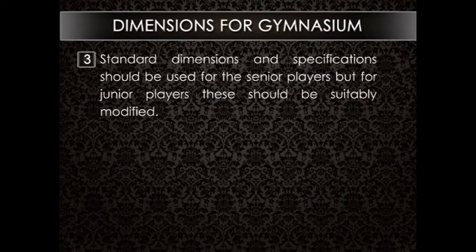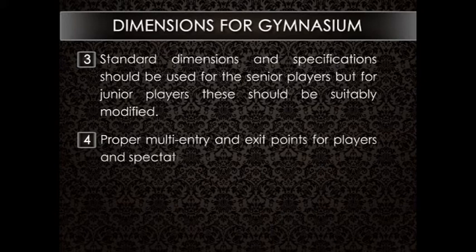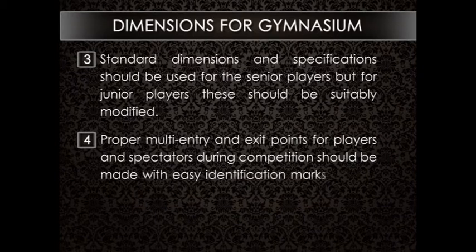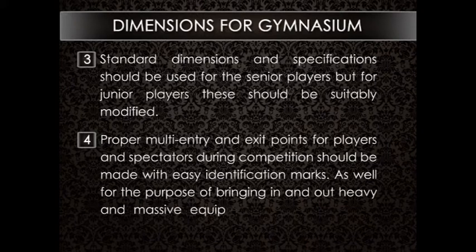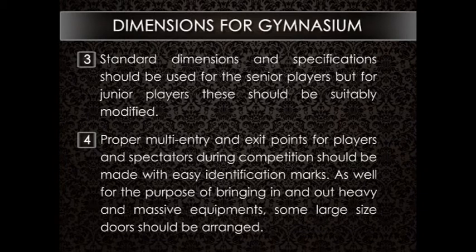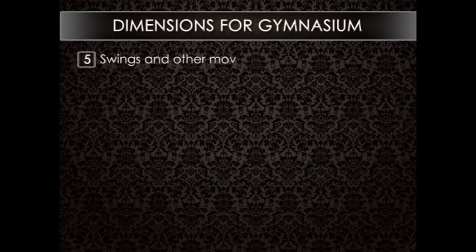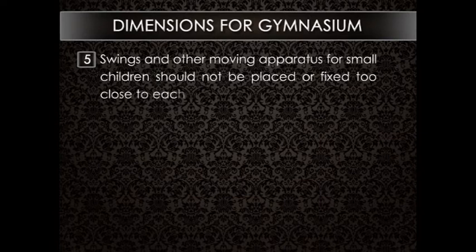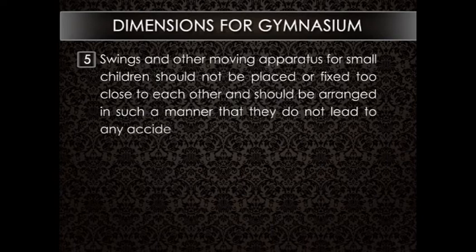Number 4. Proper multi-entry and exit points for players and spectators during competition should be made with easy identification marks. As well, for the purpose of bringing in and out heavy and massive equipment, some large-sized doors should be arranged. Number 5. Swings and other moving apparatus for small children should not be placed or fixed too close to each other, and should be arranged in such a manner that they do not lead to any accident or injury.